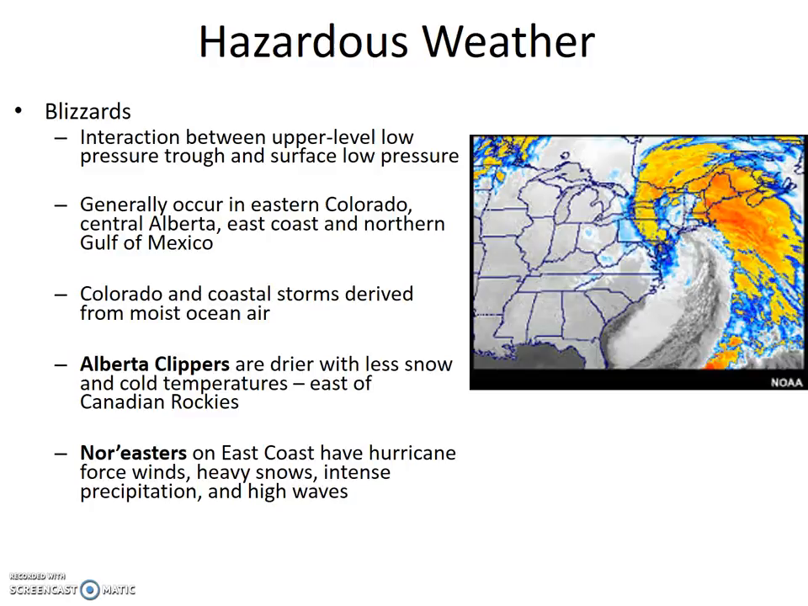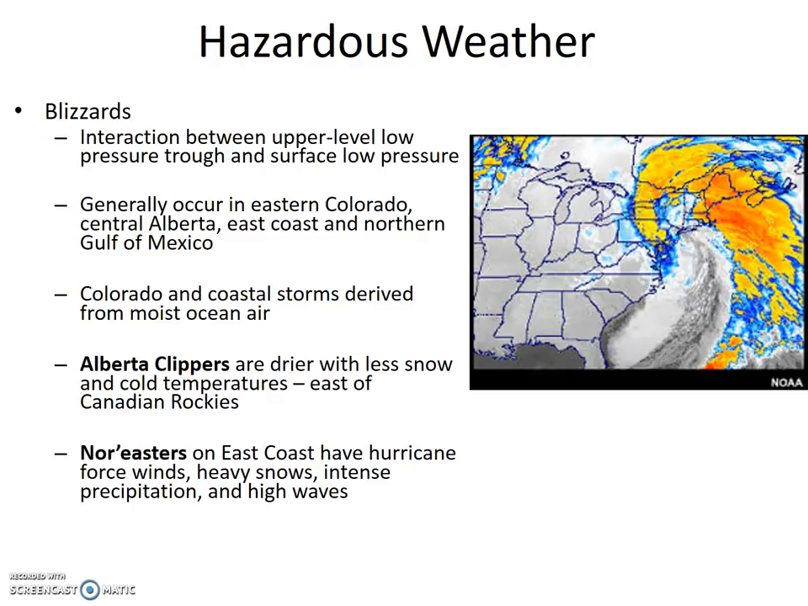Blizzards form in the interaction between an upper level low pressure trough and surface low pressure. Generally, they occur in eastern Colorado, central Alberta, the east coast, and northern Gulf of Mexico. The Colorado and coastal storms are primarily derived from moist ocean air. Alberta clippers are drier with less snow and cold temperatures and occur east of the Canadian Rockies.